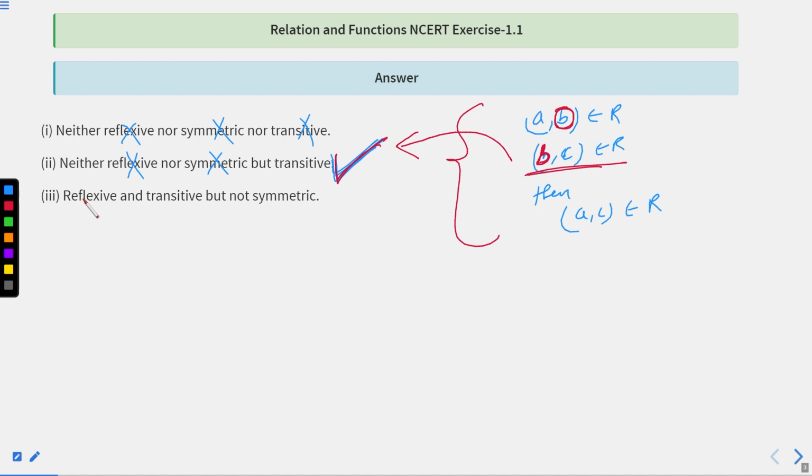So here the reflexive was there, the transitivity was there, but not symmetricity. I hope you understood every bit of reasoning for these questions we just saw, and you recalled every definition of reflexive, symmetric, and transitive. So that's it for today.